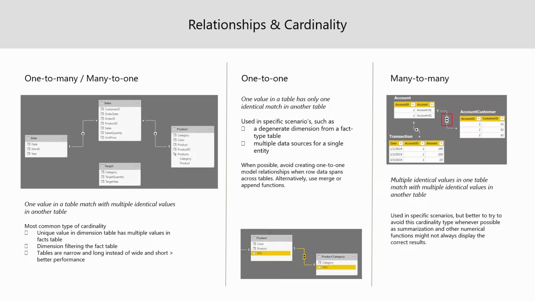Finally, we have our many-to-many relationship. So we have multiple identical values in one table that match with multiple values in another table. It can be useful in some scenarios, but it's best to try to avoid this whenever possible. Summarization and other numerical functions might not always display the correct results, so keep that in mind. Alright, let's move on.